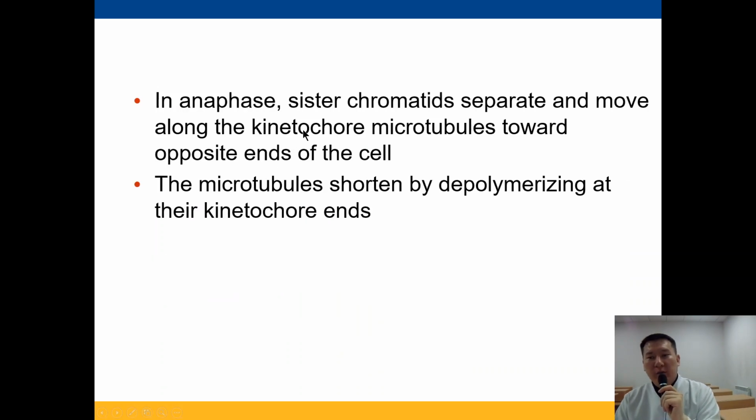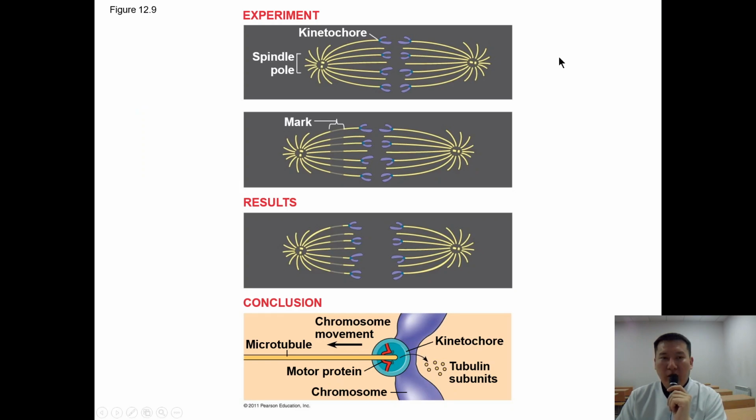In anaphase, sister chromatids separate and move along the kinetochore microtubules toward opposite ends of the cell. The microtubules shorten by depolymerizing at their kinetochore ends. That is a very interesting diagram showing an experiment. Here in this experiment you can see kinetochores, and these are the spindle poles, one on this side and one on the opposite side. A middle portion of the kinetochore microtubules is marked, and as a result you can see that when the microtubules depolymerize, they shorten and move toward a spindle pole from that side and from the opposite side.